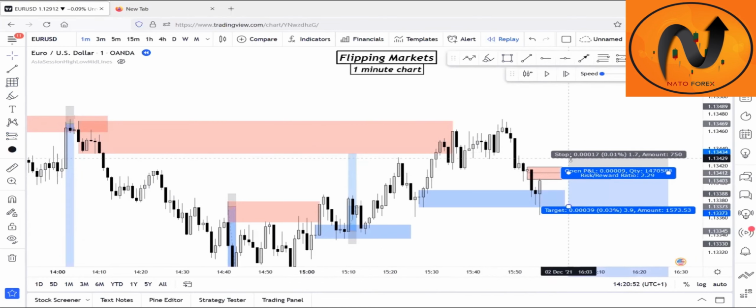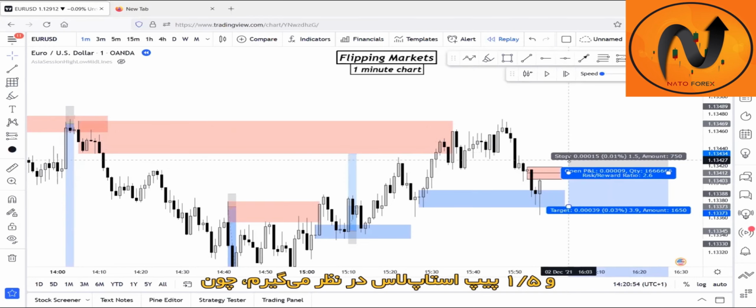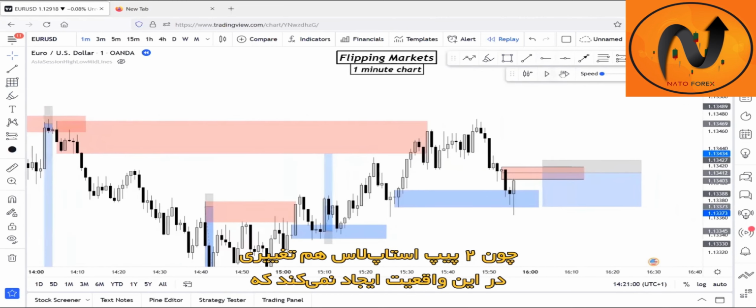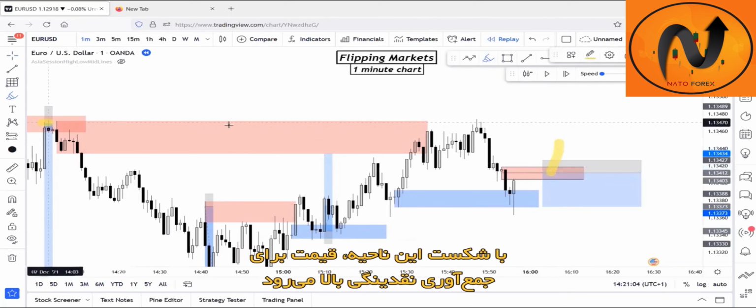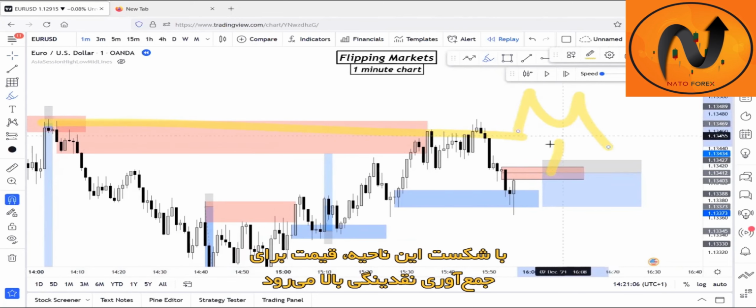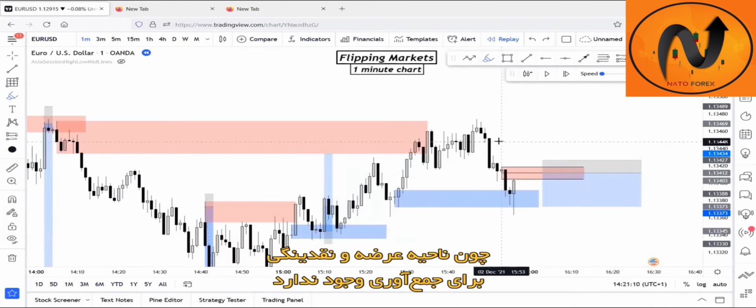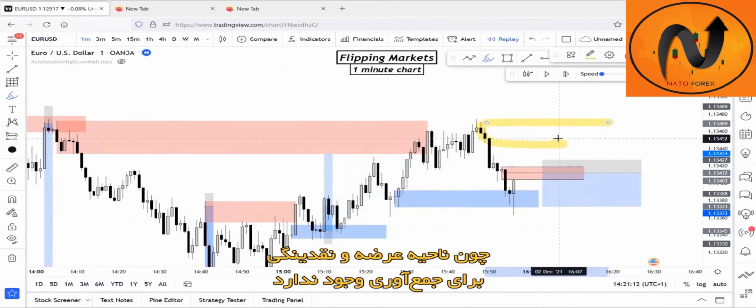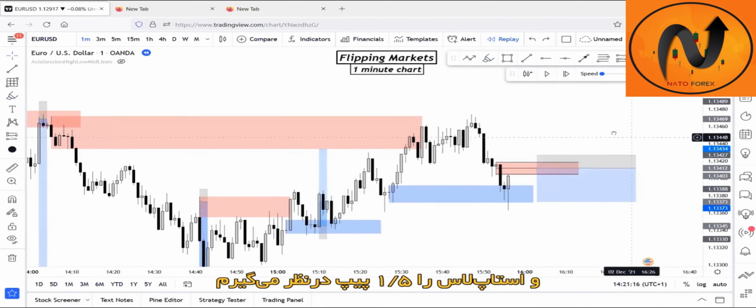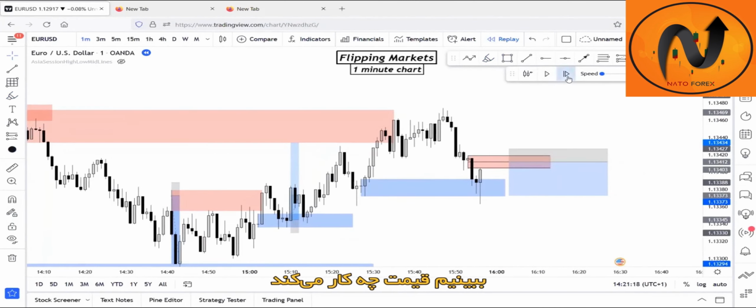And I will set a 1.5 pip stop loss because the 2 pip stop loss wouldn't change the fact that if it breaks, then price will go up for the upside liquidity. So I will keep it short because there's no more supply or liquidity that needs to be taken out. So I will just keep the 1.5 stop loss, and let's see what price will do.